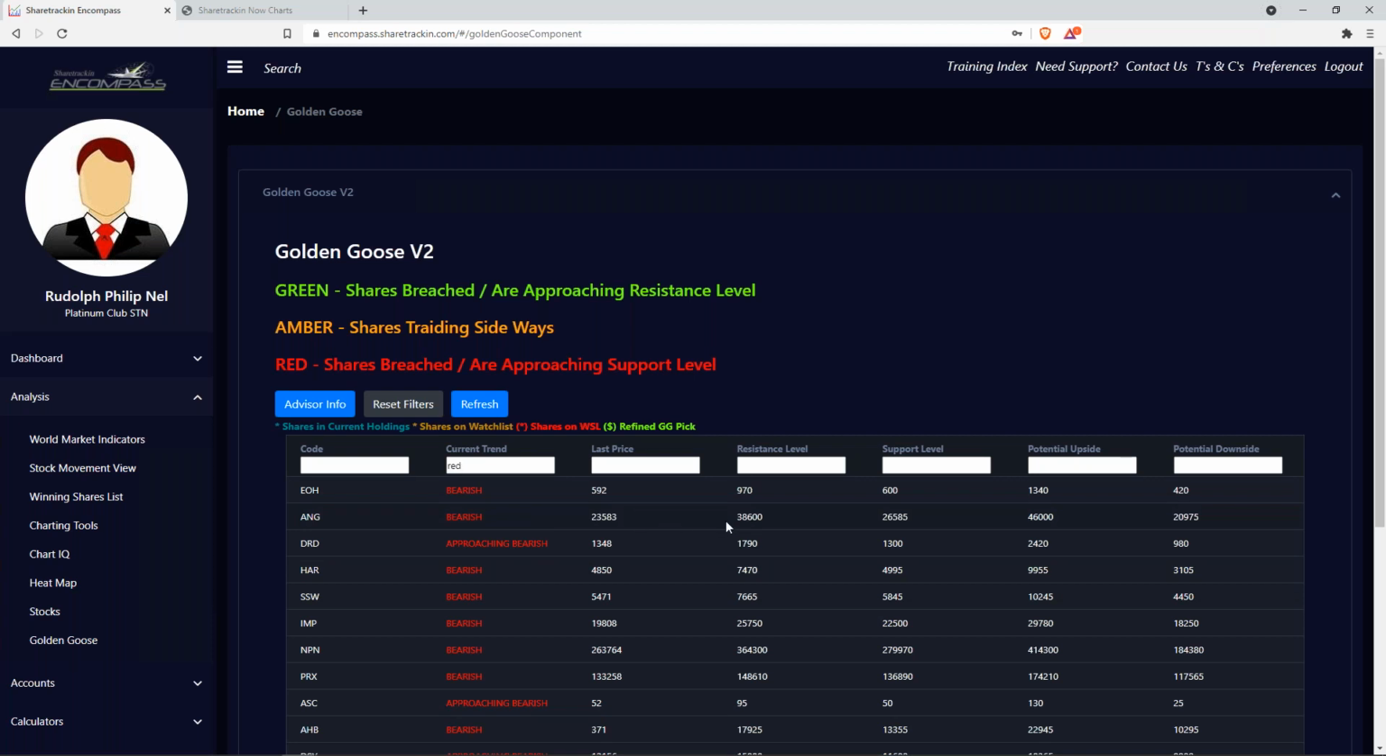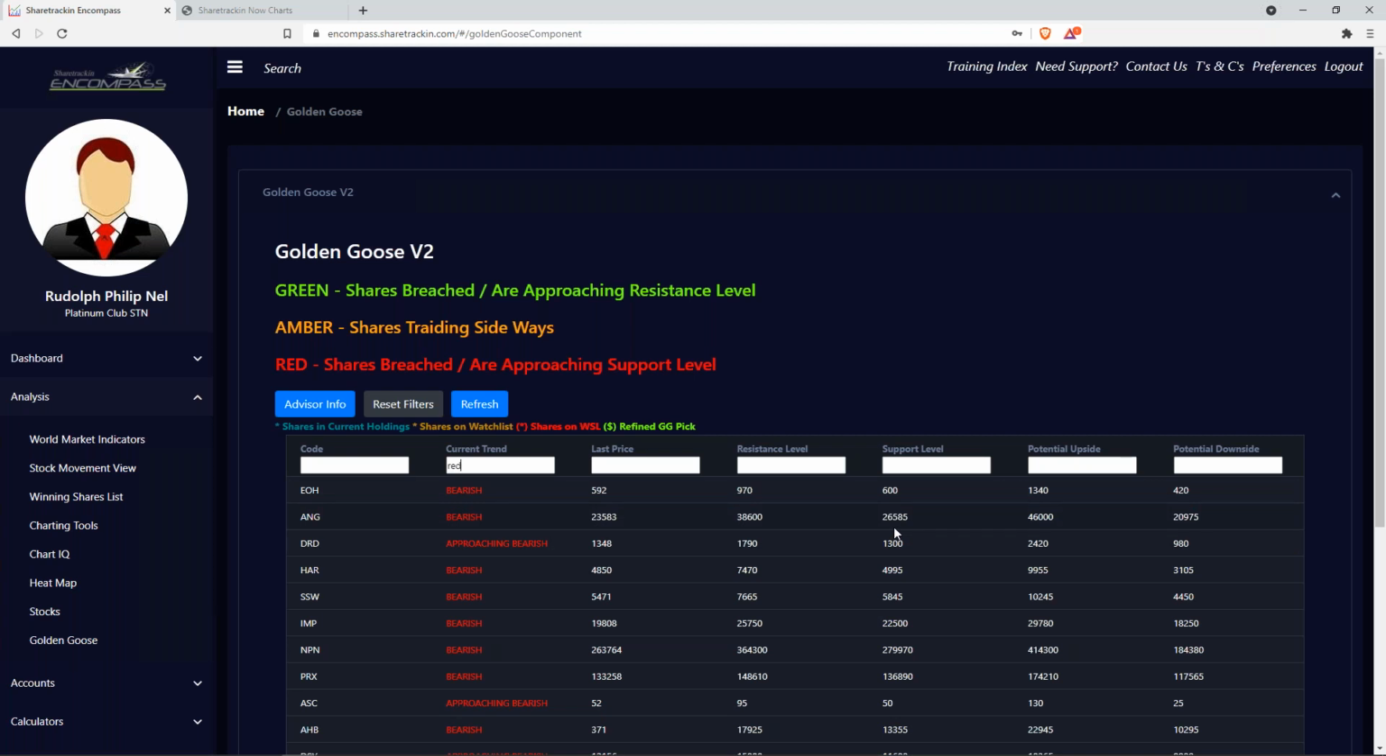So it's already fallen past the resistance, or basically sorry, in this case it would be the support, not the resistance. So green would be on your resistance, but red would be on your support. So you just swap the two around. So it's already past that. You can see that the current price on Anglo is 235.83, but it had to break through 265.85.